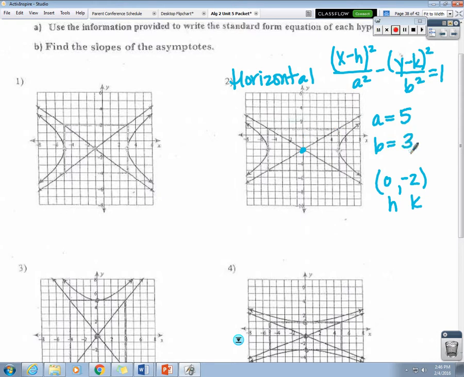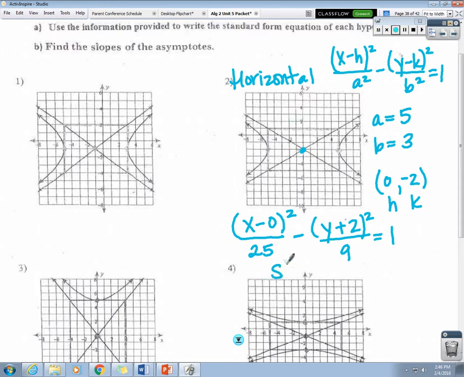1, 2, 3. So now you would have gotten x minus h squared, which really we could have just written as x squared. You don't have to write the -0. Over your a squared would be 25. Minus y minus k, but since k is a negative number, that'll become plus 2 over 9 equals 1. Now for the slopes of horizontal hyperbolas, it's what over what? B over a, so 3 over 5.